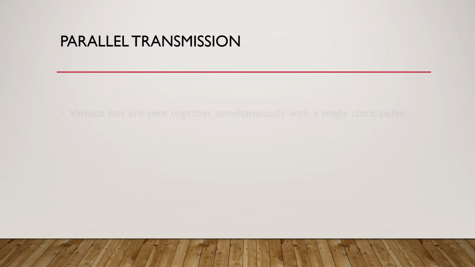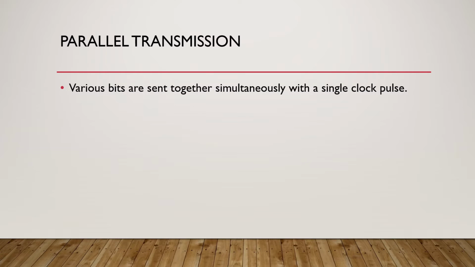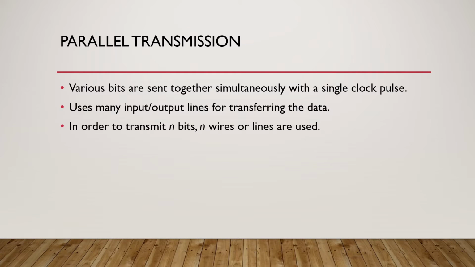Parallel transmission. In parallel transmission, various bits are sent together simultaneously with a single clock. It is a fast way to transmit as it uses many input-output lines for transferring the data. In parallel transmission, all the bits of data are transmitted simultaneously on separate communication lines. So, in order to transmit n bits, n wires or lines are used. Thus, each bit has its own line.